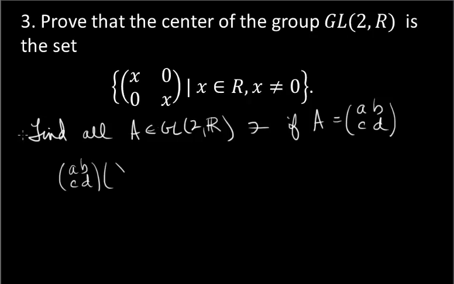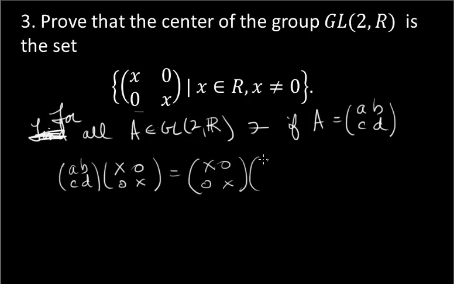So let's see, prove that the center is equal to this. All we will do is prove that these matrices commute with all A in the group. So let's just say for all A in GL2R, if A is equal to this, notice that it commutes with this matrix. X, 0, 0, X, A, B, C, D.